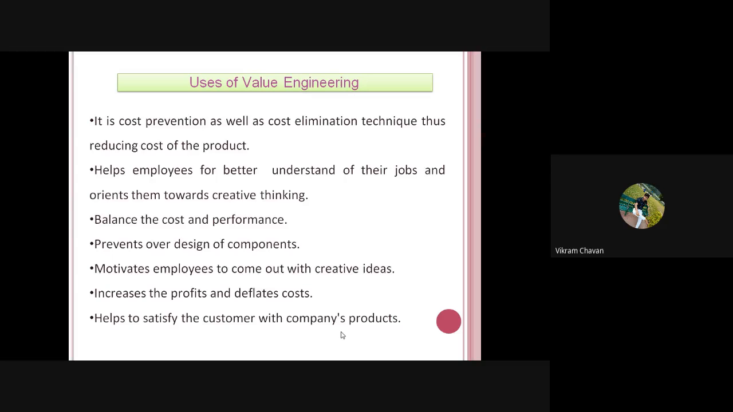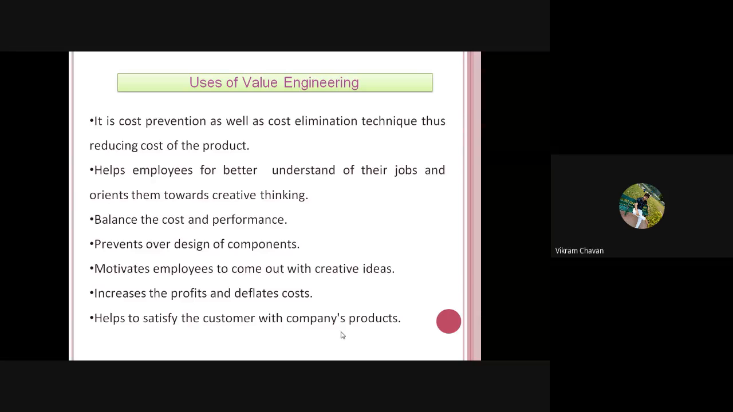Then it motivates employees to come out with creative ideas, increases the profit, and deflates the cost, and helps to satisfy the customer with the company's product. If you provide the appropriate cost and required functional product to the customer, obviously the customer will be satisfied with that, and it also increases the profit of the company, as we know that if the sale increases, the profit of the company will increase.